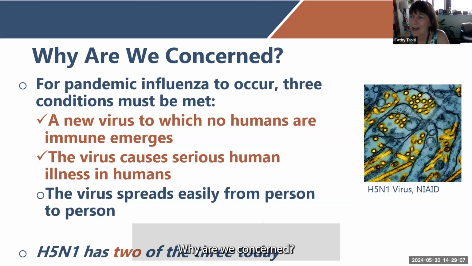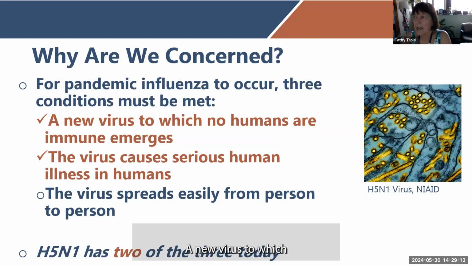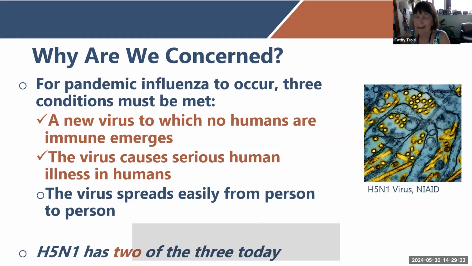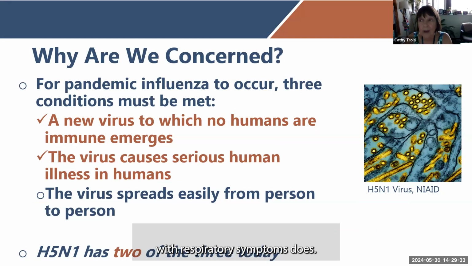That's not so many. Why are we concerned? Well, for a pandemic to occur, we have to have 3 things. A new virus to which no humans are immune emerges. Check. H5N1. Nobody has had that except maybe a handful of people, but certainly not widespread. It can cause serious illness in humans. Well, we're waiting to see on this one and how this new case today with respiratory symptoms does.